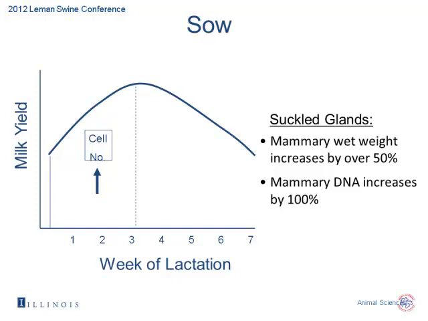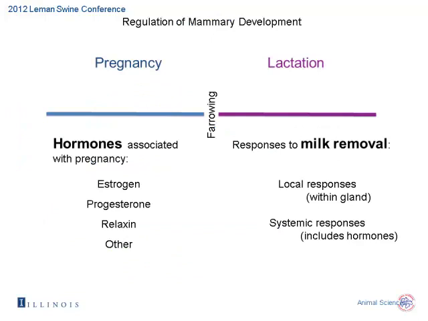During pregnancy, unlike a cow, where a lot of times they're pregnant and lactating at the same time, in the case of the animals you work with, they're not. They're either one or the other. Hormones are associated with increased mammary development during pregnancy: estrogen, progesterone, relaxin, prolactin, growth hormone, insulin, glucocorticoid, just a long, long list. These are some of the major ones.